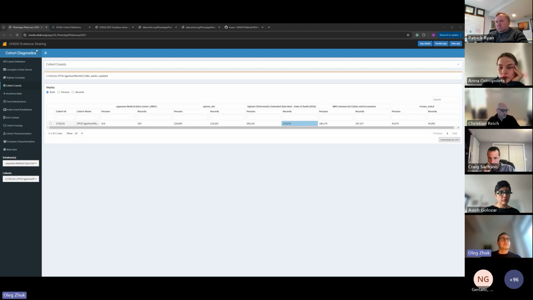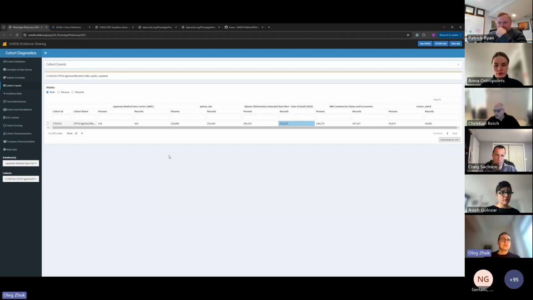And here you can see the cohort diagnostics. So let's start with the cohort count. And the question is, are we getting any patients at all? And the answer is yes. We do get patients from GMTC, even though the numbers are relatively small. And we also do get patients from Optum EHR, Optum DoD, and other databases.